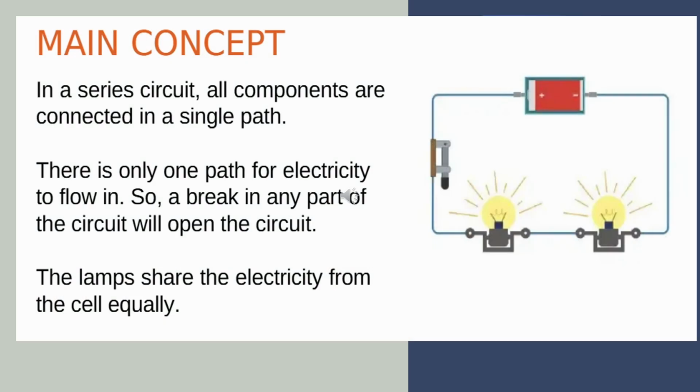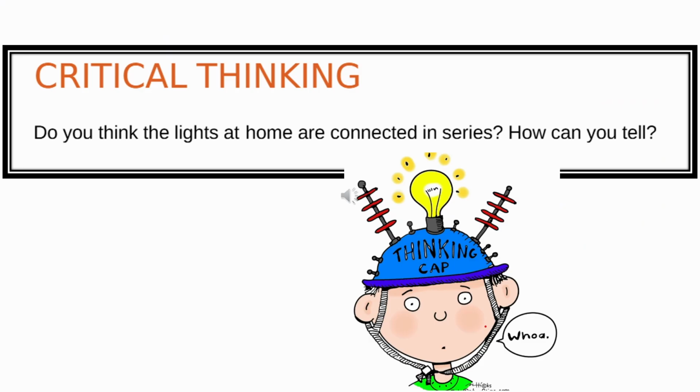So students, in a series circuit, all components are connected in a single path. There is only one path for the electricity to flow, and if there is any break in any part of the circuit, it will open the circuit. The lamps share the electricity from the cell equally.